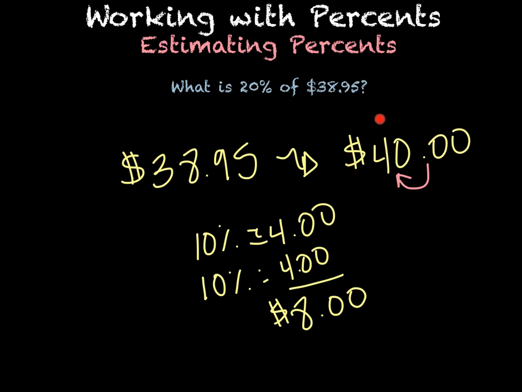How do you know to move it to the left one for 10%? Because 10% means 10 out of 100, and that tells me that all I have to do is divide by 10. And when I divide a number by 10, I'm making it smaller. So I'm going to move that decimal one place to the left to make it 10 times smaller. All right, so that's estimating.